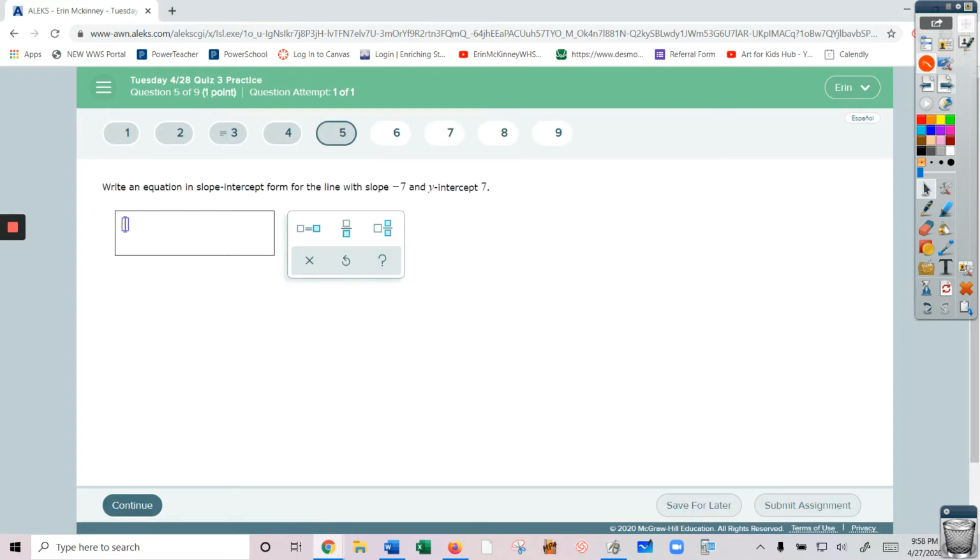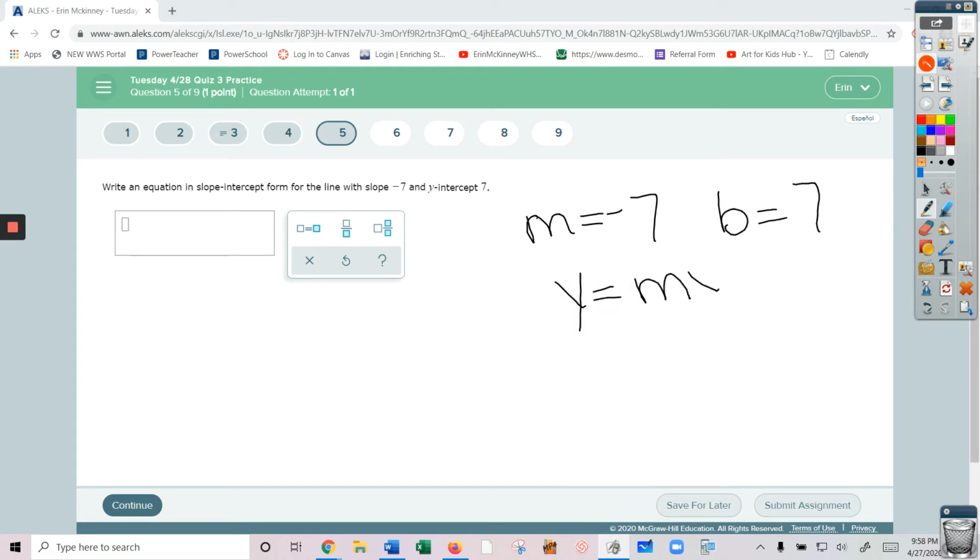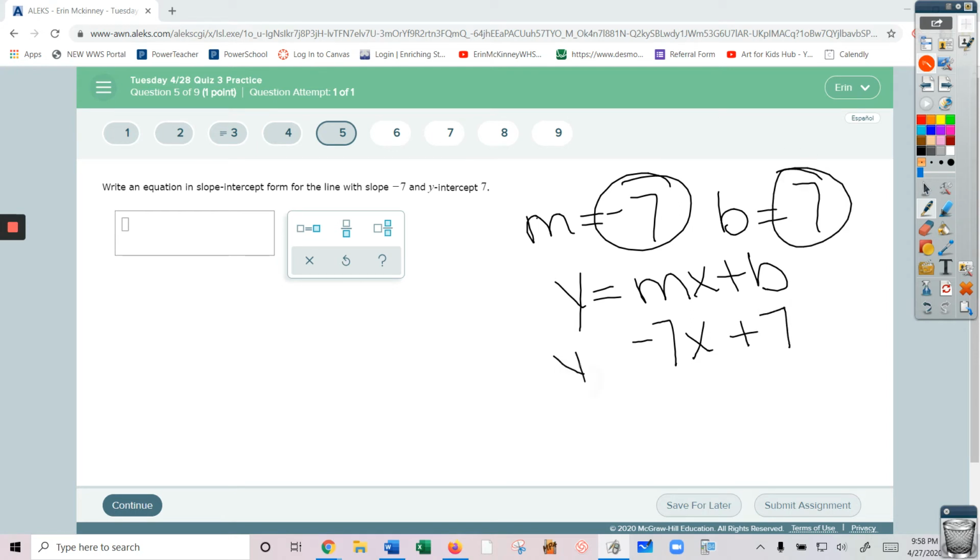Okay, number 5. Okay, 5 is asking us to now do this in reverse order. So instead of us finding the m and the b, it's giving it to us and it wants us to write the equation. So again, this says our slope is negative 7. We know that slope is m, and our y-intercept is positive 7. Right, so it's y equals mx plus b form. So we'll put negative 7 in for m, and we will put 7 in for b. You have to make sure it's asking for an equation, so make sure you have that y equals with it. So we'll have y equals negative 7x plus 7.